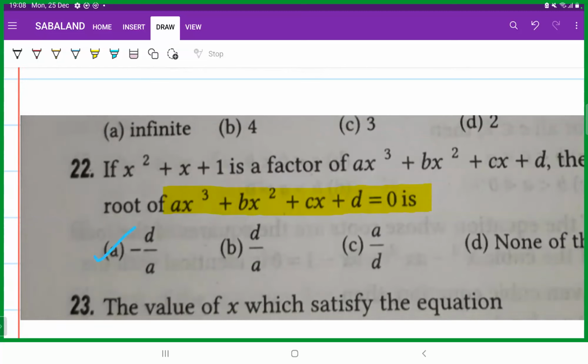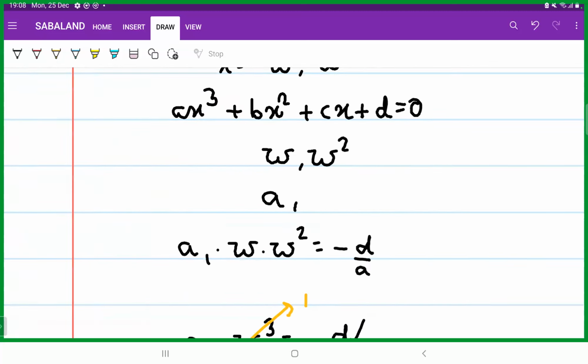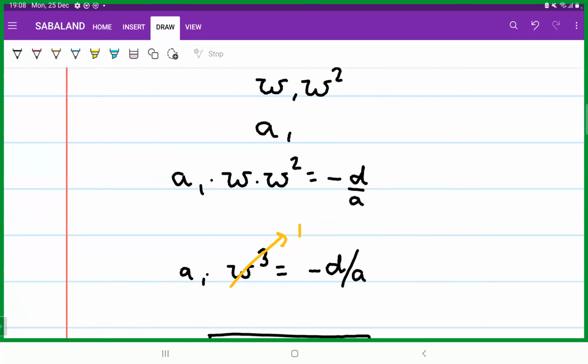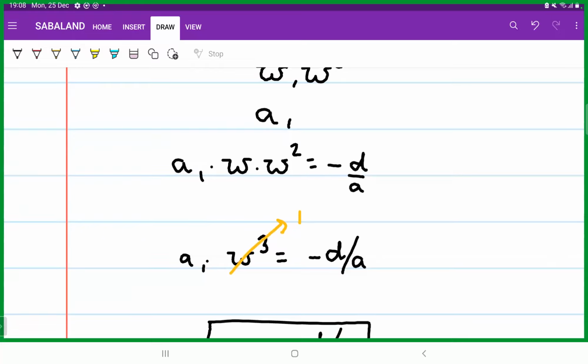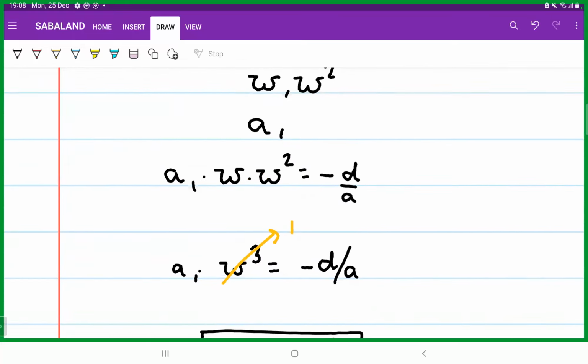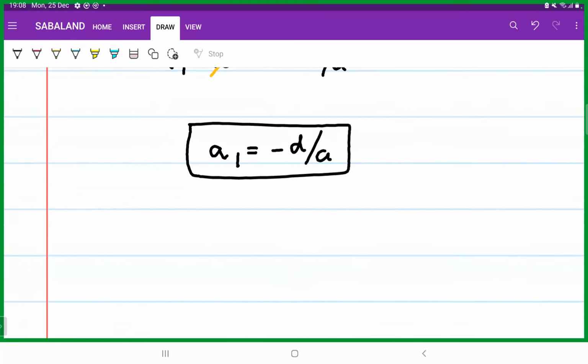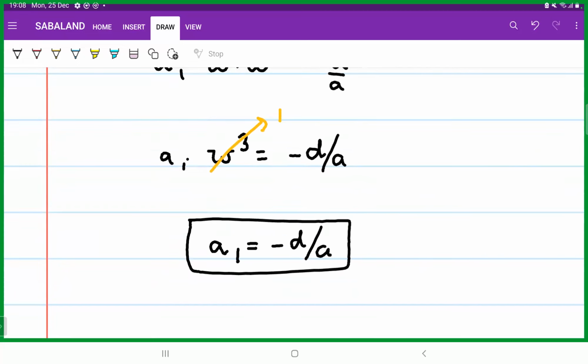Now, another way of doing this sum could have been to use the property of sum, right? a1 plus omega plus omega square equal to something, and omega plus omega square is equal to minus 1. And you would have got the answer, but not in this particular format. You have to check the options as well before you make that decision, whether you have to use the property of sum or the property of product.